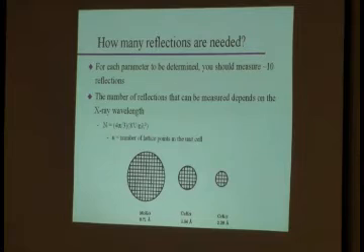Plus, of course, if you have several, you're just a little more trusting in what you get out. So as a rule of thumb in crystallography, you should have about 10 reflections for each parameter that you want to determine. Now, how many reflections can you actually measure?